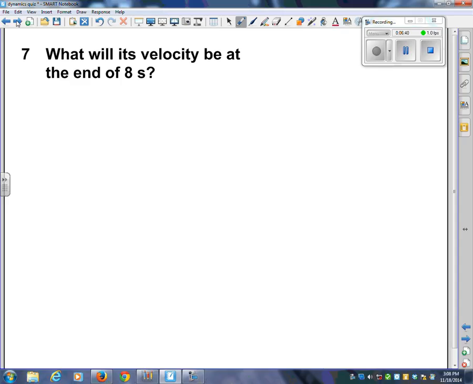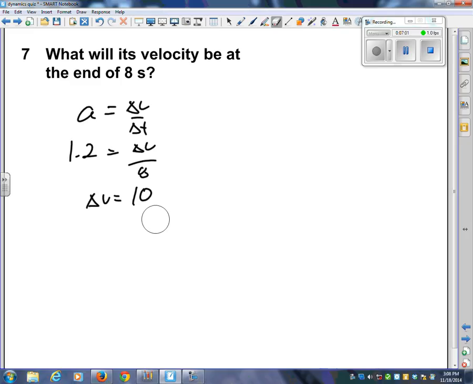What will be its velocity at the end of 8 seconds? A equals delta V over delta T. The acceleration is 1.2. The time is 8. 1.2 times 8 is going to be? Oh, I got that wrong. It's 9.6. 10? No, it's 9.6. Oh, yeah, right. Okay, 9.6. I got that wrong.